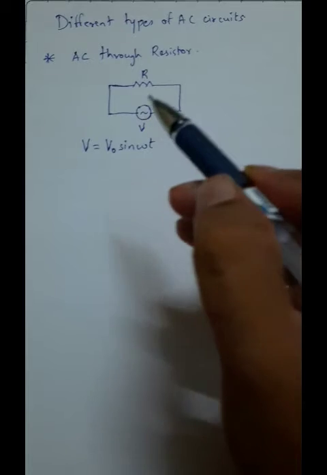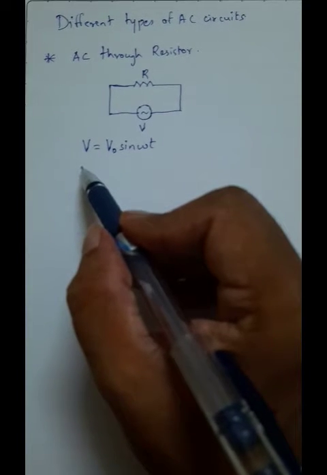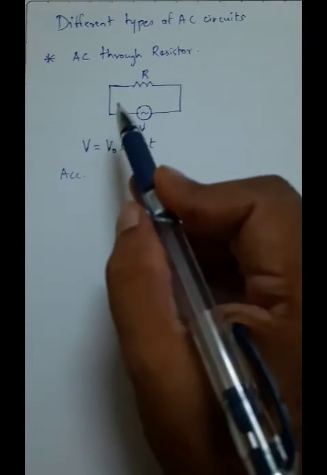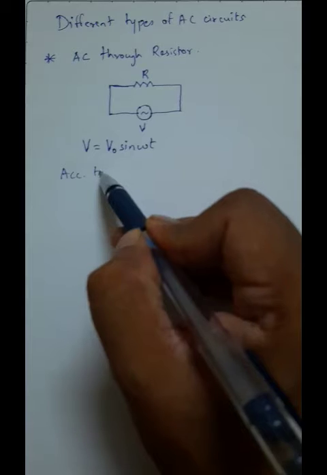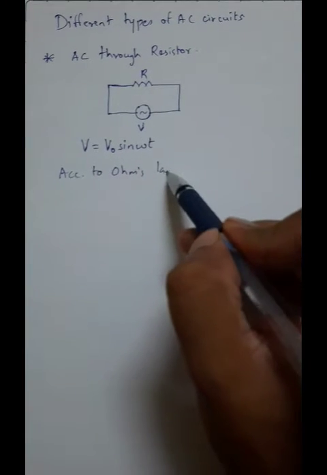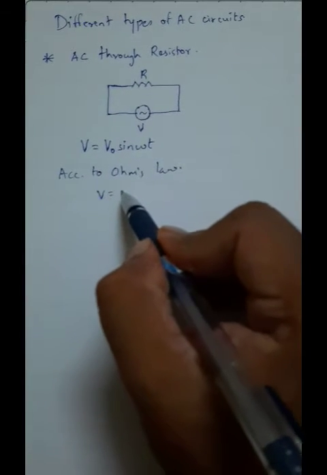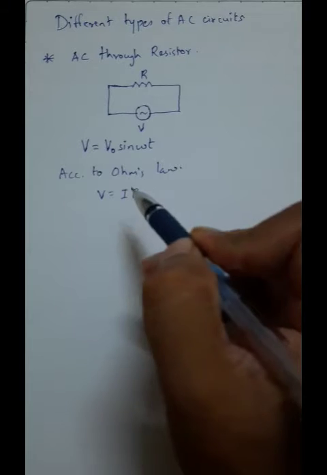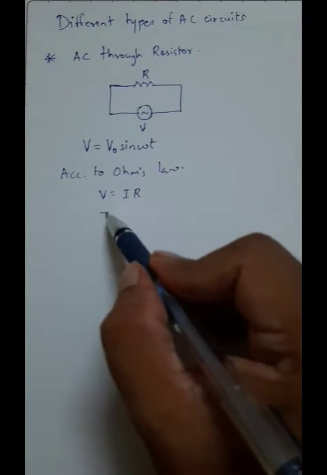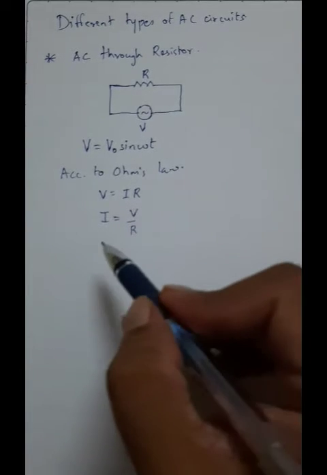Now my first thing is I want to find out what is the current over here. Because it's only a resistor in the circuit, we can use Ohm's law, and we know according to Ohm's law we have V is equal to I into R, and therefore you can say I will then be equal to V upon R.